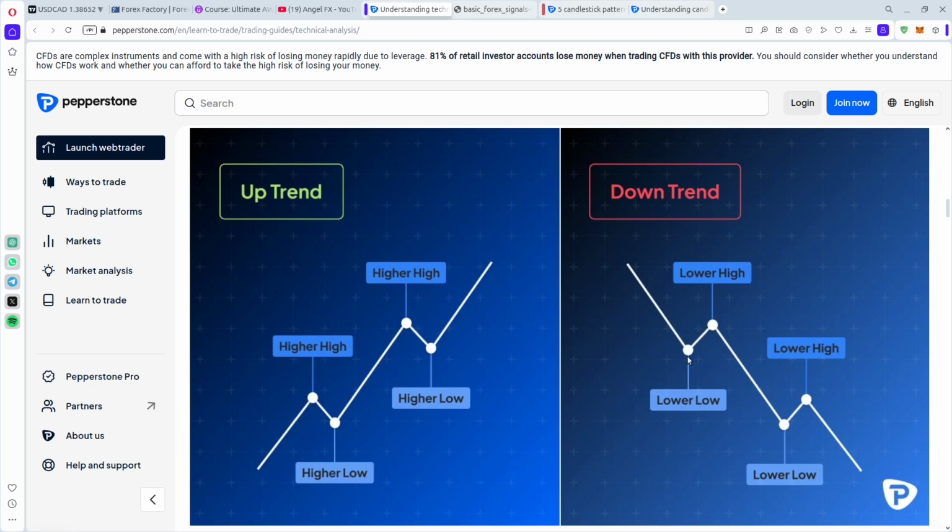Okay, now we see consecutive lower lows are being disrespected, are being broken. Another lower low structure is being broken. Okay, and we have lower highs being formed. So that's what the trend simply means.